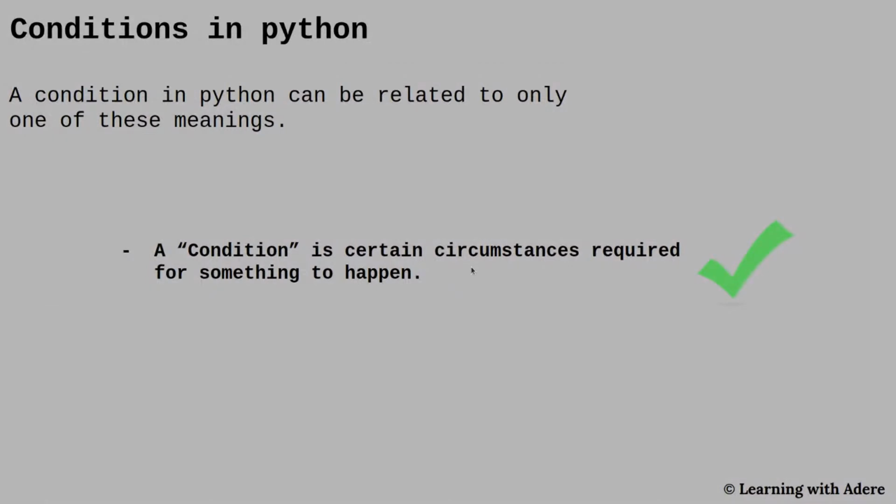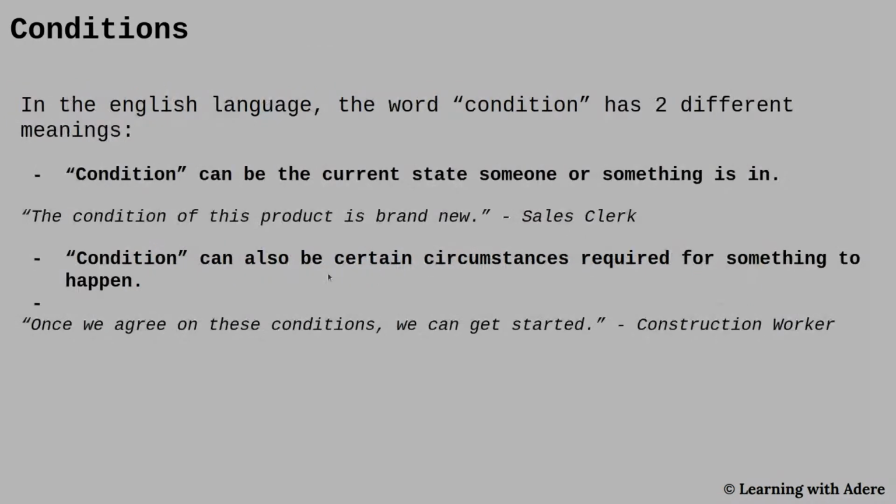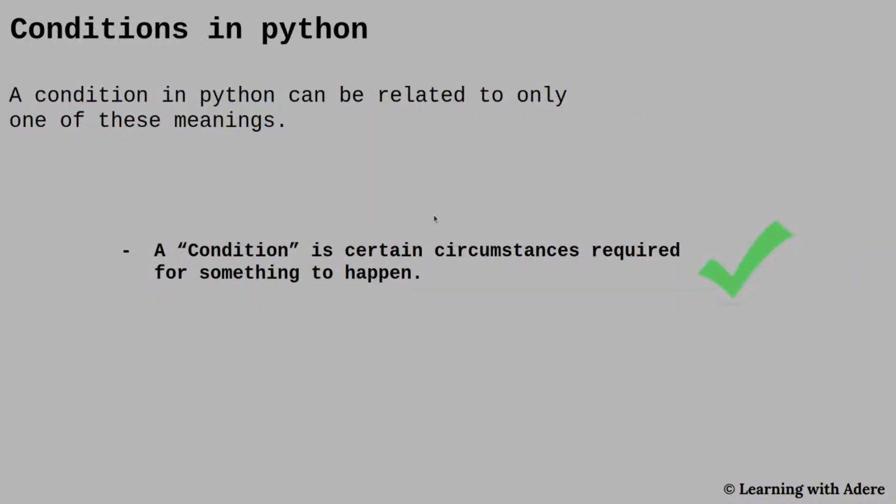Conditions in Python. So a condition in Python can be related to only one of these meanings. It's related to the meaning of a condition being a certain circumstance required for something to happen. So it cannot be related to the state something is in. That's not what a condition refers to in Python. So yeah, it refers to circumstances required for something to happen.